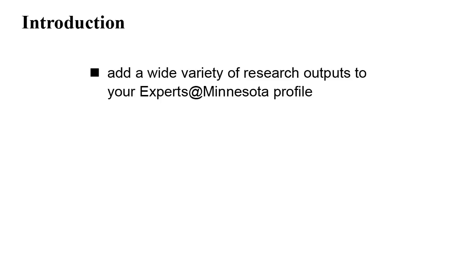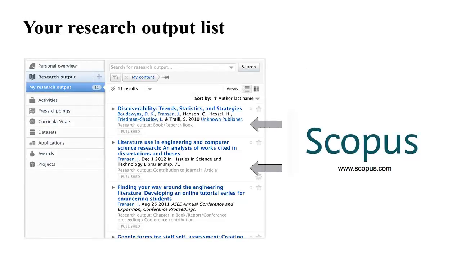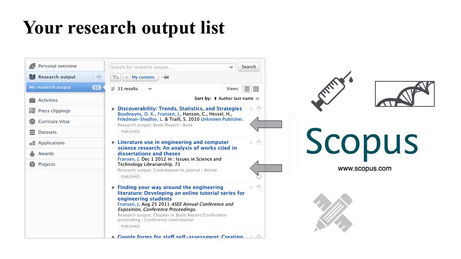In this tutorial, you will learn how to add research outputs, such as articles and book chapters, to your Experts at Minnesota profile. Content is automatically added to your profile from Scopus, the world's largest abstract and citation database of peer-reviewed literature. Scopus primarily includes materials in the biological, medical, physical, social, and engineering sciences, and more limited coverage of journals in the arts and humanities.